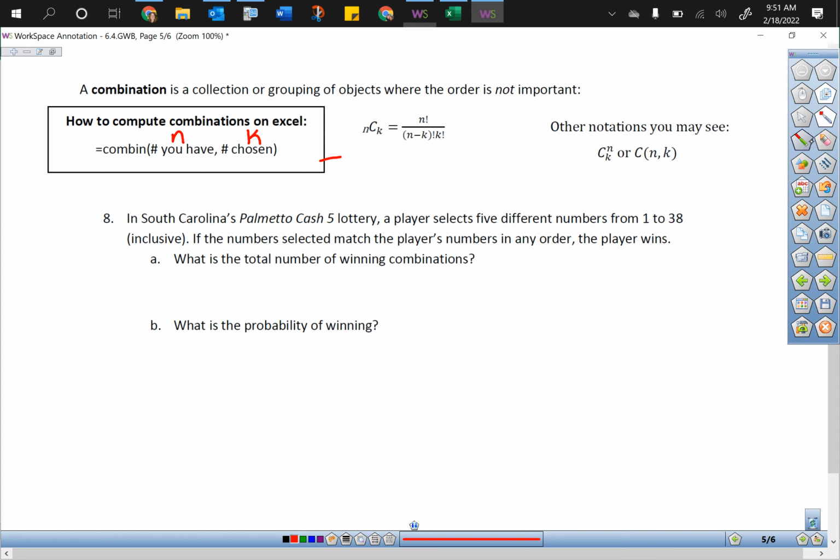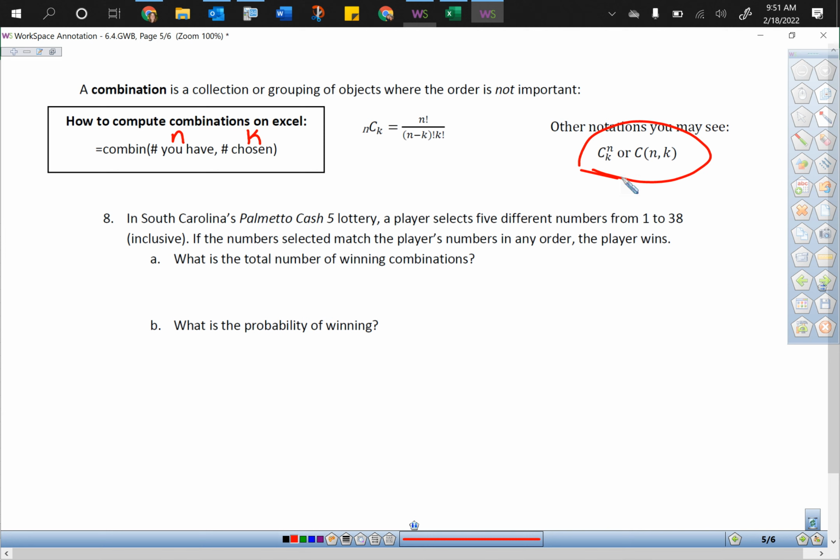It looks like this. n choose k, and the actual formula of it is n factorial over the quantity of n minus k factorial times k factorial. Again, you can see it written in these 2 ways, C of n over k or C of n comma k. And let's talk about some kind of problems that this might apply to.